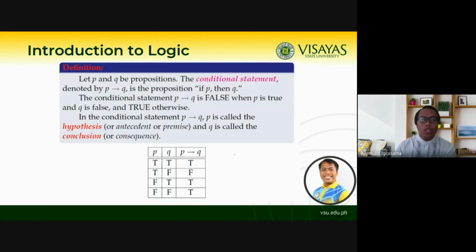Okay? In the conditional statement or implication, we have the hypothesis or the premise, and the conclusion or the consequence. P is the premise or the hypothesis. Q is your conclusion or the consequence. Now, in a conditional statement, we usually use the word implies, or if P then Q. The conditional statement P implies Q is false when P is true and Q is false.